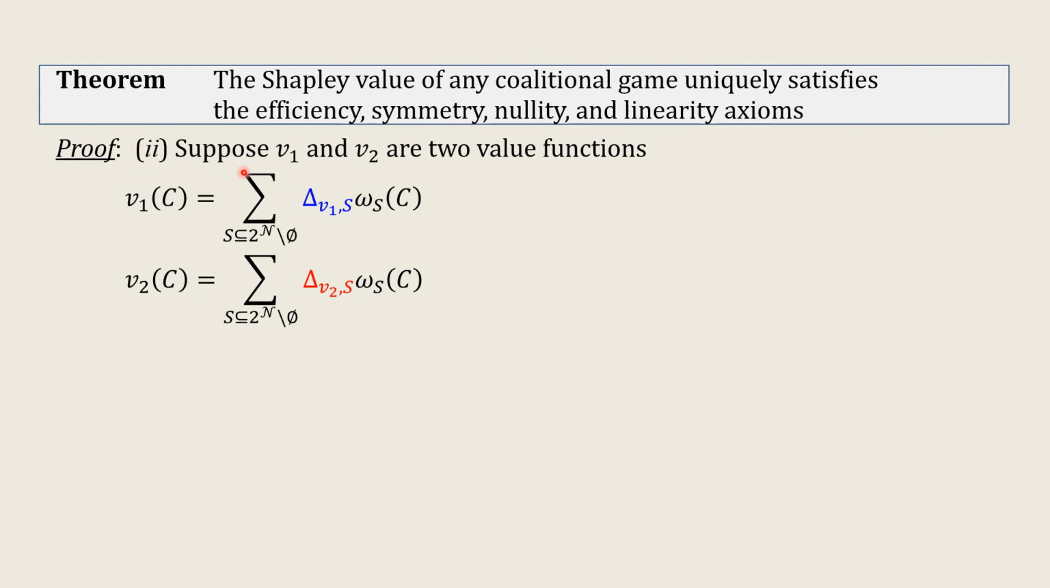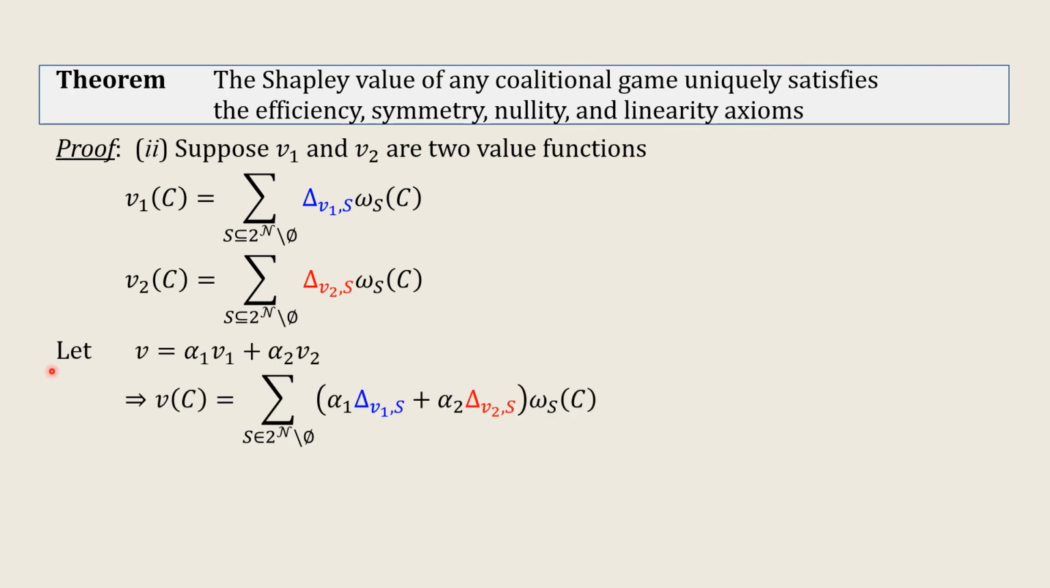For the second part of the proof, let's assume two value functions, v1 and v2. And as we have learned before, both value functions can be expressed in terms of the unanimity functions. Let's construct another value function v as a linear combination alpha 1 v1 plus alpha 2 v2. Whence the value of c, v of c, is equal to this summation where the Harsanyi dividends are delta v1 and delta v2 for these two value functions, and for the linear combination it's alpha 1 delta v1 plus alpha 2 delta v2.